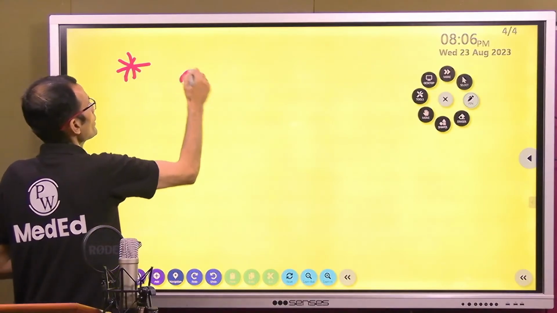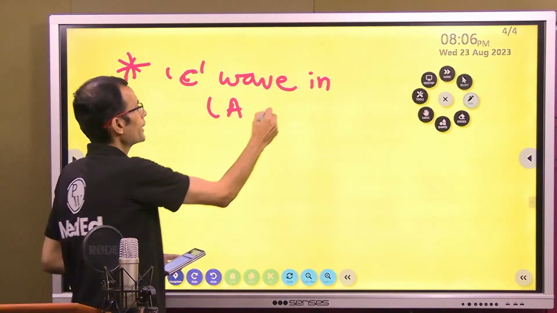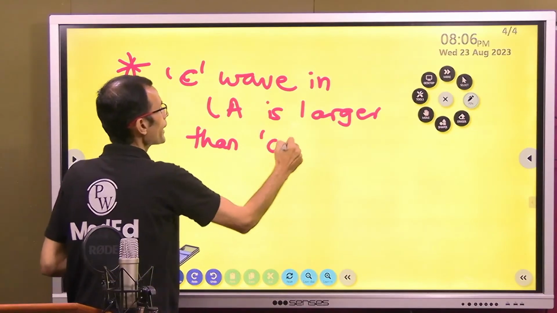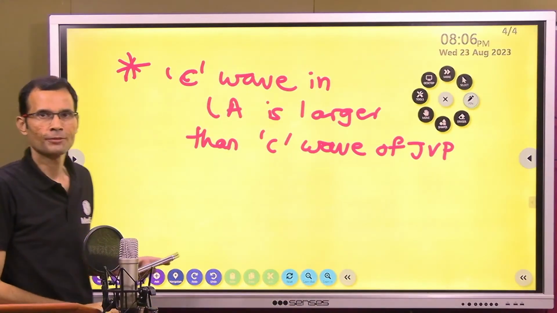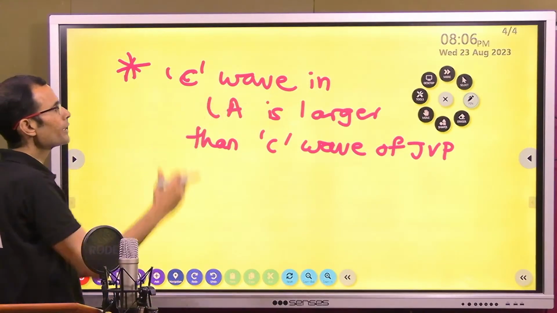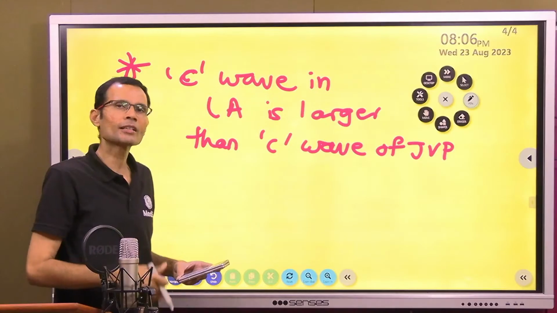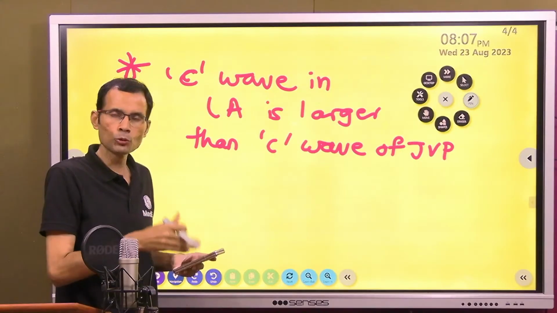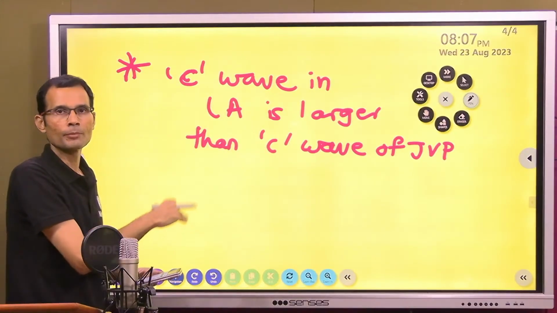The C wave in the left atrium is larger than the C wave of the JVP. Because of what? That was an MCQ which was asked long back in the INICET. The C wave in the left atrium is larger than the C wave of the JVP, which is the reflection of the right atrium. Right atrium and left atrium should record the same pressure changes. They do so, but what happens is the C wave of the left atrium is larger than the C wave of the right atrium or JVP.